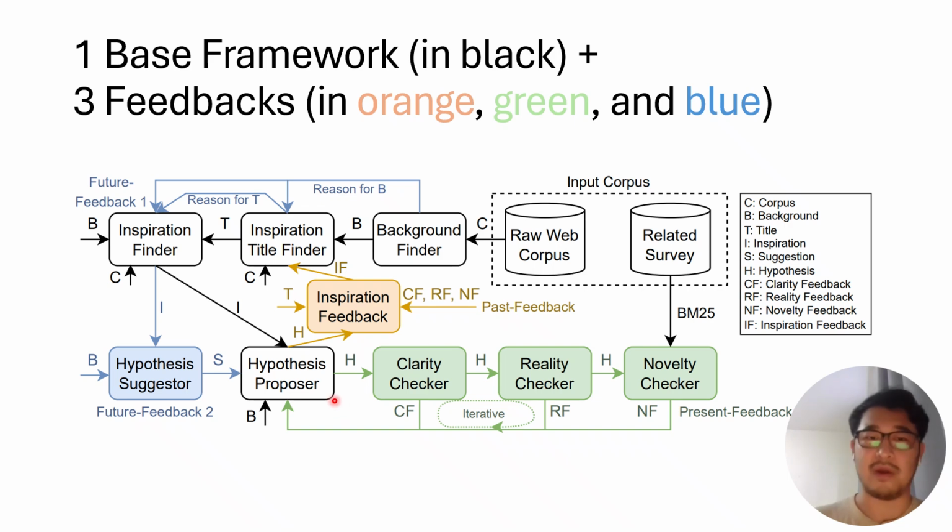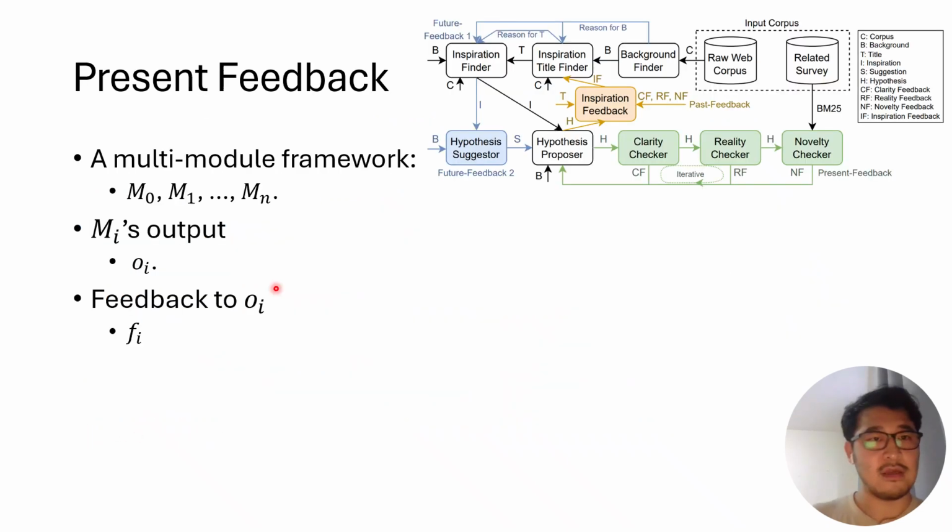But there are still many problems. For example, the generated hypothesis might have various problems, so we might want to refine them. Therefore, that's the motivation for the development of present feedback. And there are also past feedback and future feedback. We will check them one by one in detail.